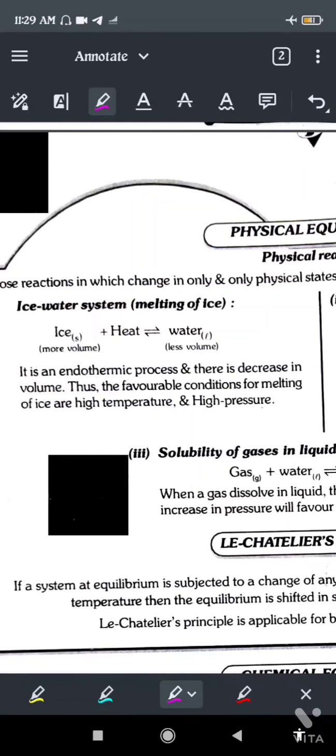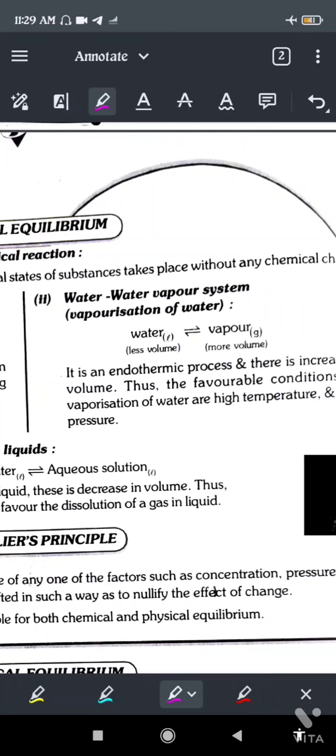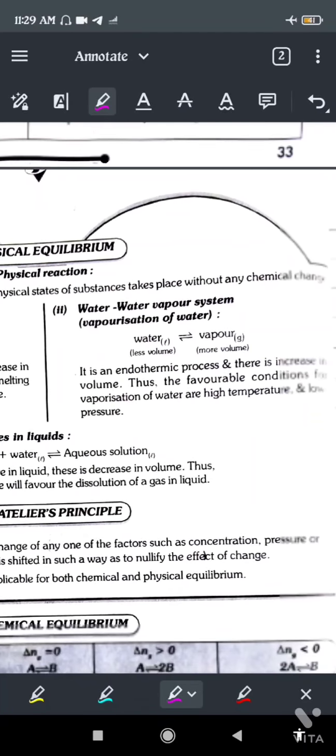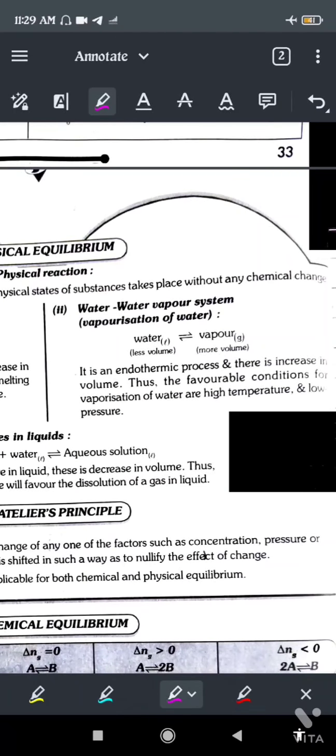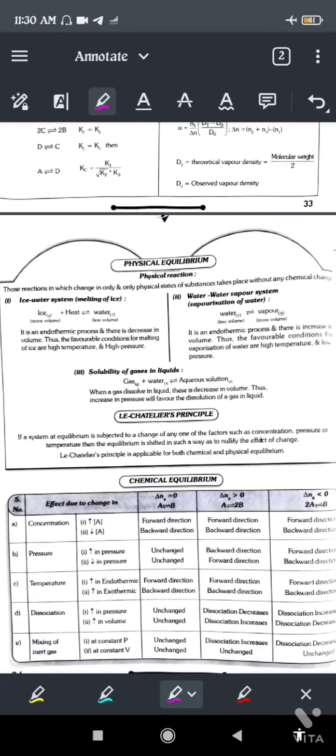As the volume is decreasing, obviously there will be high pressure. And in a water vapor system, it is an endothermic process, and so there is an increase in volume. Thus the favorable conditions for vaporization of water are high temperature and low pressure.